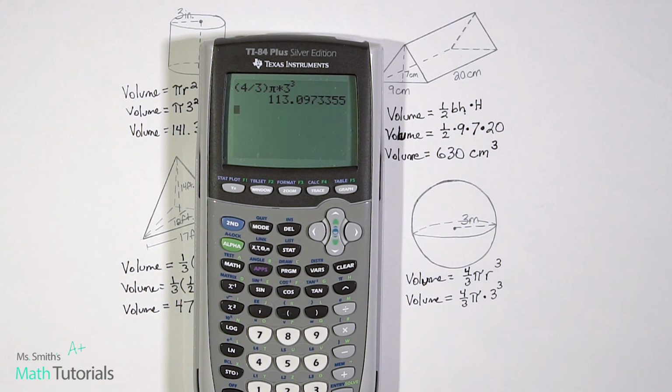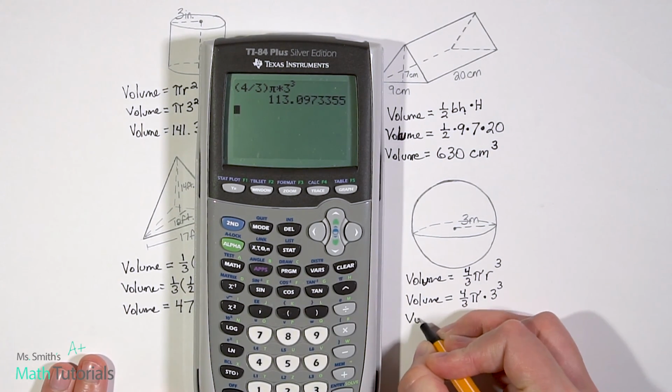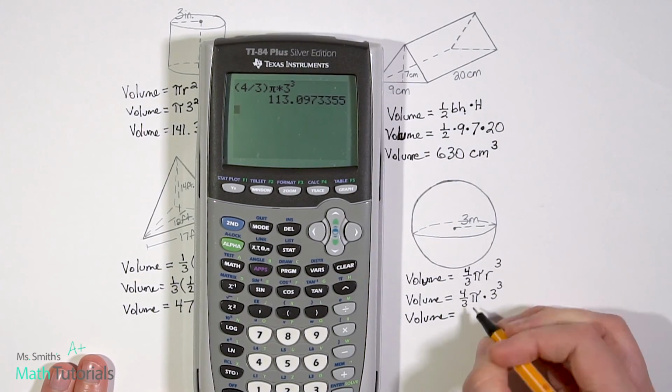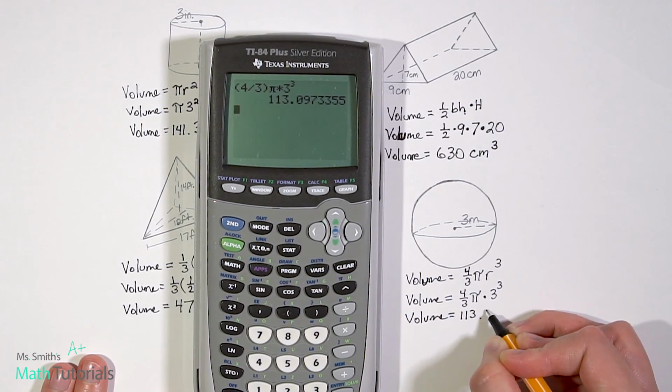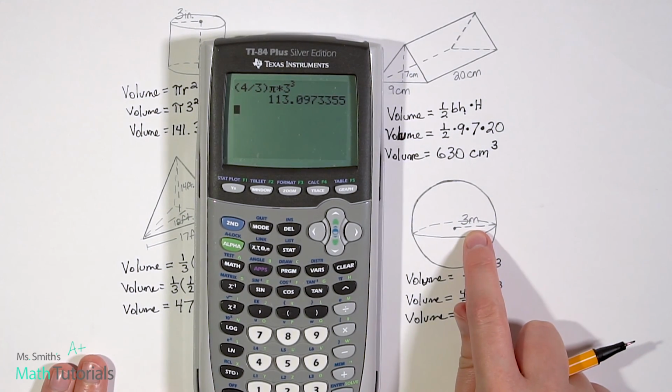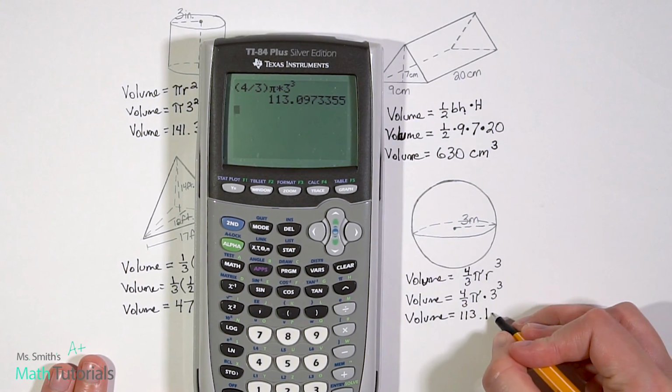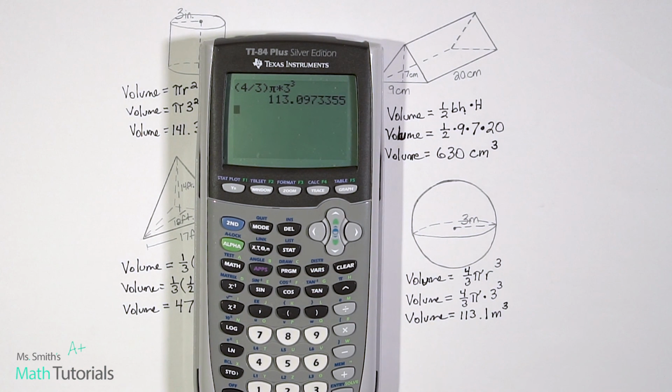And we do get a decimal here, so let's just round to the nearest 10th. Let's just keep it easy. So volume equals 113.1. This time we're measuring in meters, so just meters cubed.